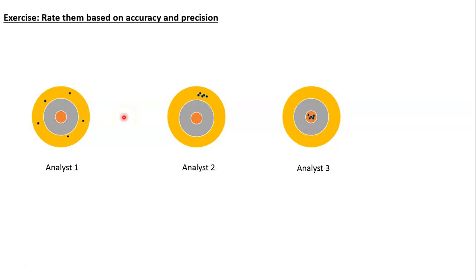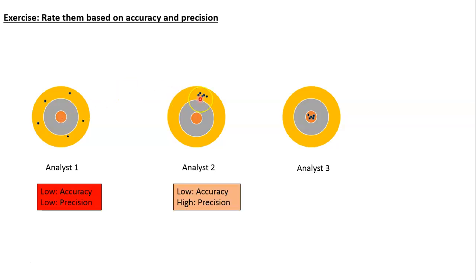Now the analyst may be accurate, may be precise, so you try to rate them based on accuracy and precision. You rate them as highly accurate or highly precise, whatever. Just have a look at the diagram and try to rate them. If you are done with the exercise, this could be your answer. This analyst has no accuracy and no precision. The reason is that none of his hits are close to each other, neither are they close to the expected value, which is the center.